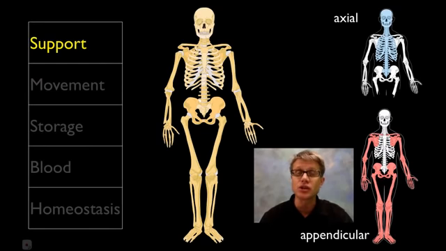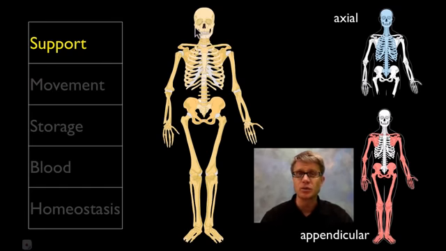Okay, what's the function of the skeletal system? We can look at them over here. It's going to be support, movement, storage, blood, and then homeostasis. So let's start with the thing that we're all familiar with. The function of our skeleton is to support us. It holds me up. It also offers protection. I wouldn't be able to stand upright if it weren't for my endoskeleton. And also it protects vital organs.